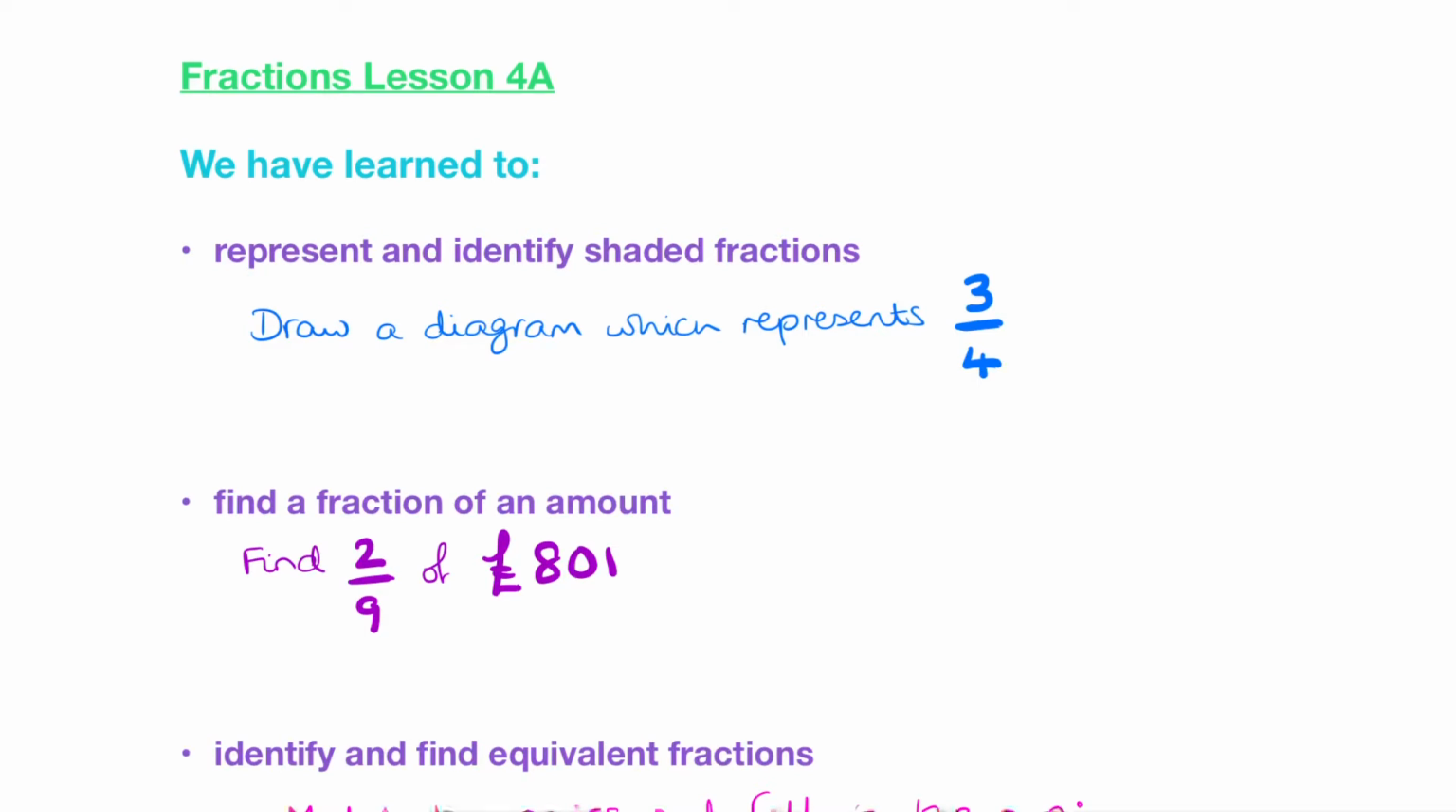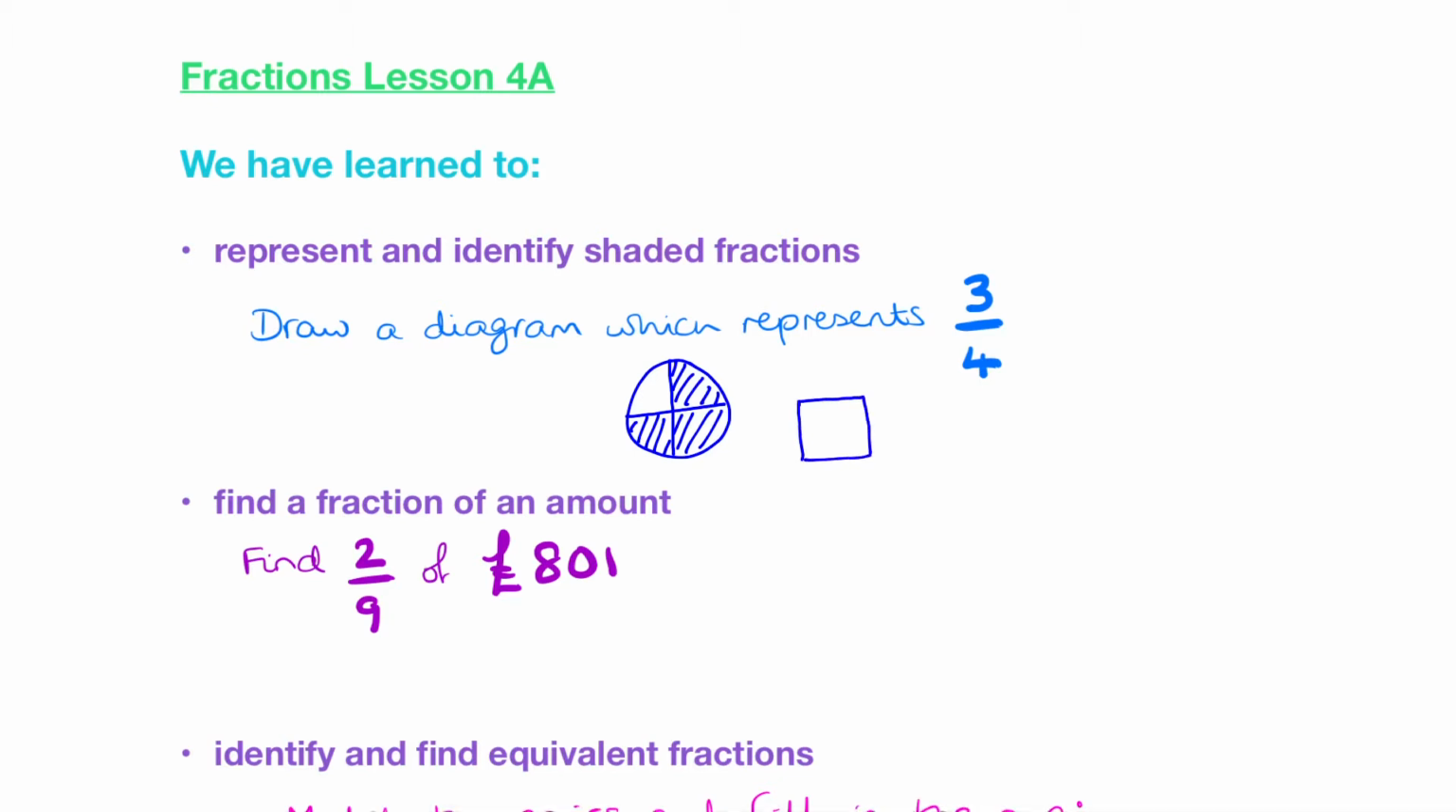Okay, if we're representing 3/4, that means that our shape, whatever we draw, has to have been split into 4 equal pieces, and 3 of them should be shaded. So let's say we chose to do a circle. We could split it into 4 pieces like that. They're supposed to be equal, remember, and shade 3 of them. So that diagram represents 3/4.